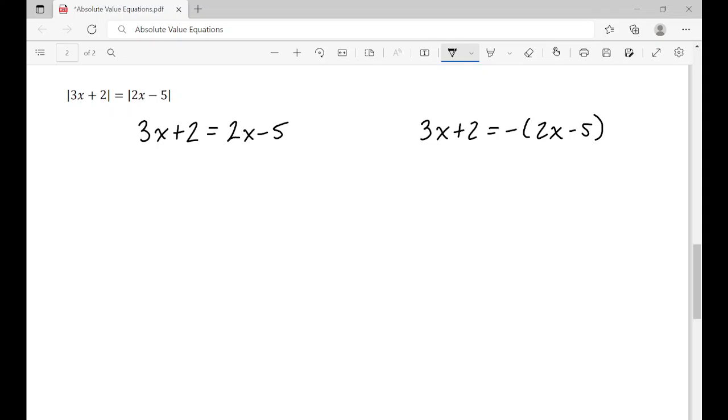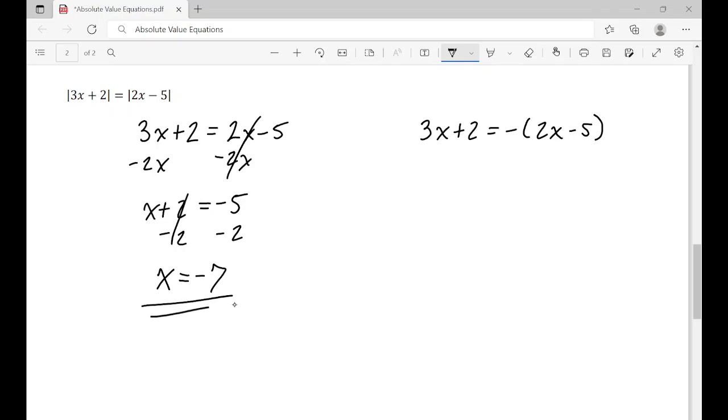So here, I'm going to solve for x. So subtract 2x from both sides. So I'm going to get x plus 2 equals negative 5. Subtract 2 from both sides. x is going to equal negative 7. So there's one answer. Now I'll do it again here, but first I'm going to distribute the negative inside the parentheses. So 3x plus 2 equals negative 2x plus 5.